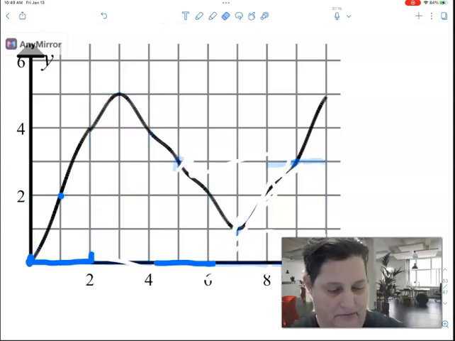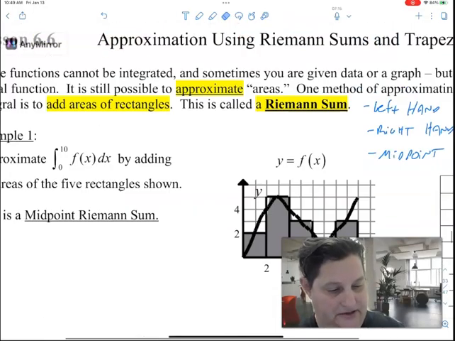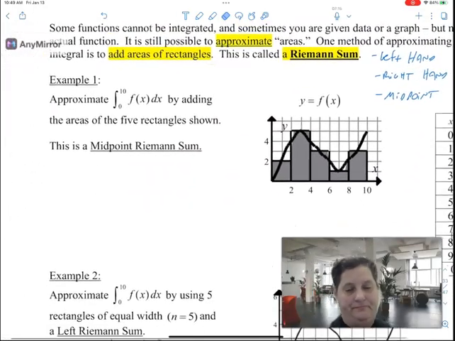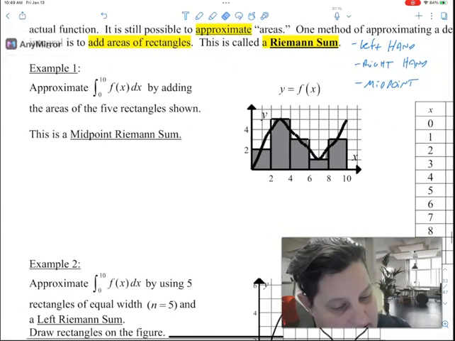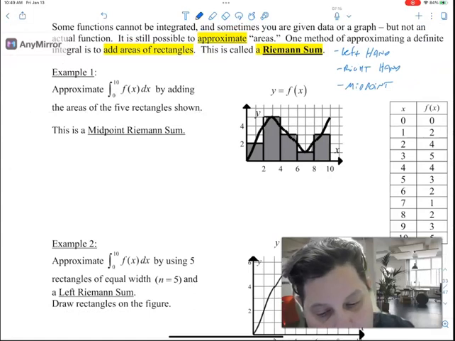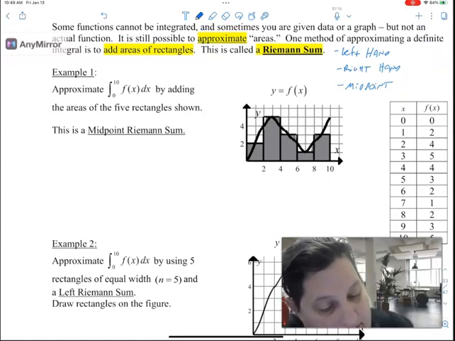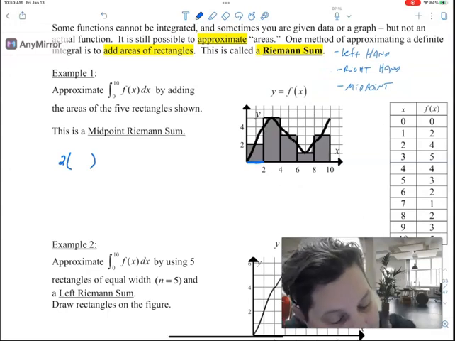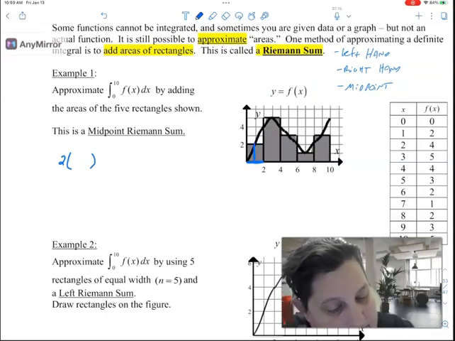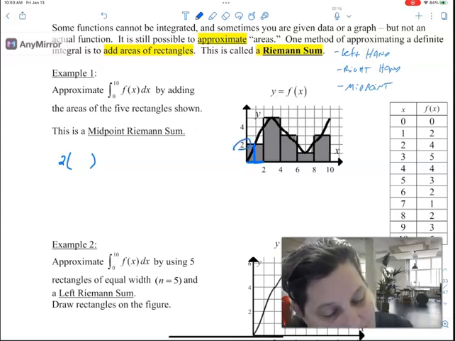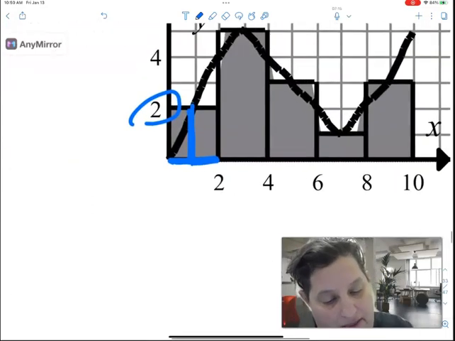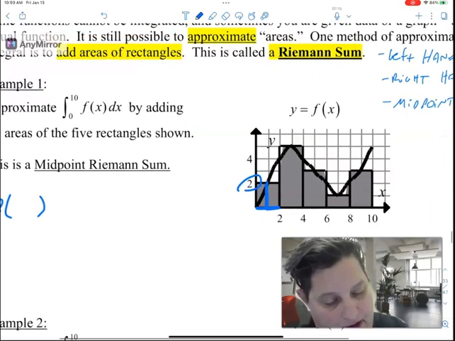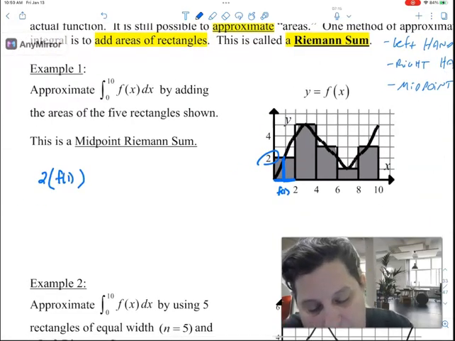Okay, left, right, midpoint. So let's actually look at some examples now. Let's go and look at this one. Okay? So measure the 5 rectangles shown. All right, so the midpoint. So what we're doing is we're saying, okay, the first rectangle has a base of 2, right? Because it goes from 0 to 2. So it has a base of 2 and the height. Now what I have to do right here is I have to find the height at 1. And the height at 1, you guys, is just 2. But another way of saying the height at 1 is saying the y value at 1. And the y value at 1 is like f of 1. Okay, does that make sense? So then it's the y value at 1.